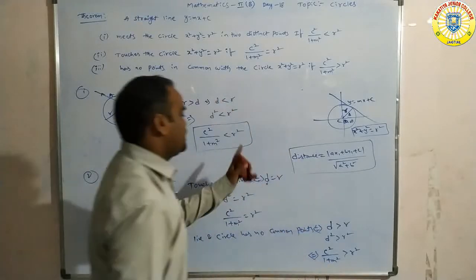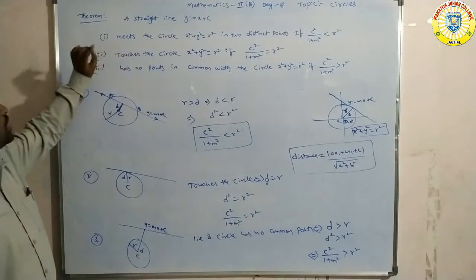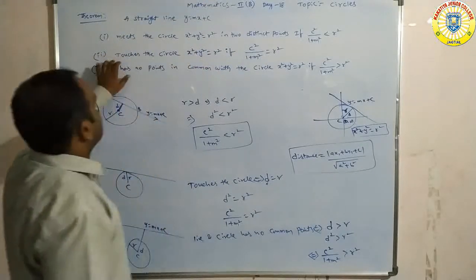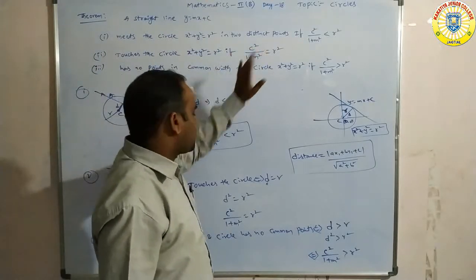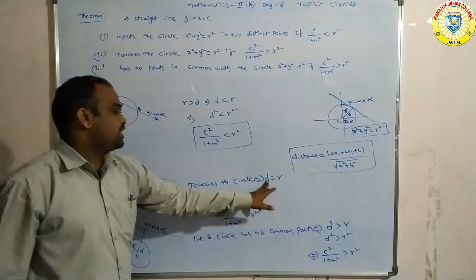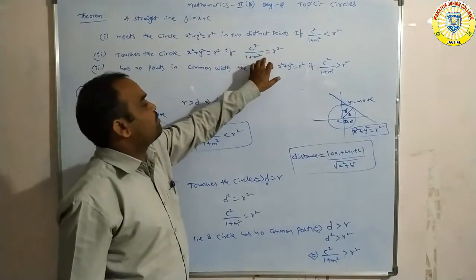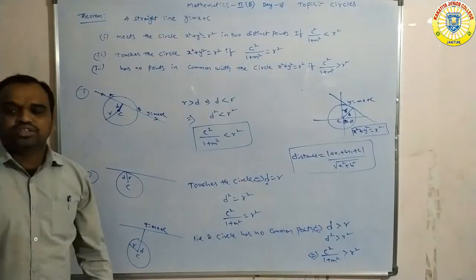These are the three conditions. Always remember this one. In this, the second condition is important: the line touches the circle x square + y square = r square if the condition is r = D. What is the D square value? c square / (1 + m square). That's why we are writing r square.